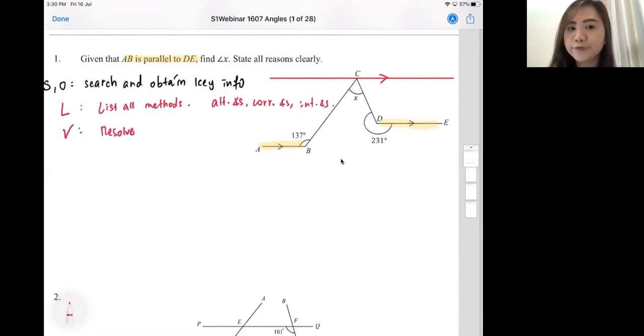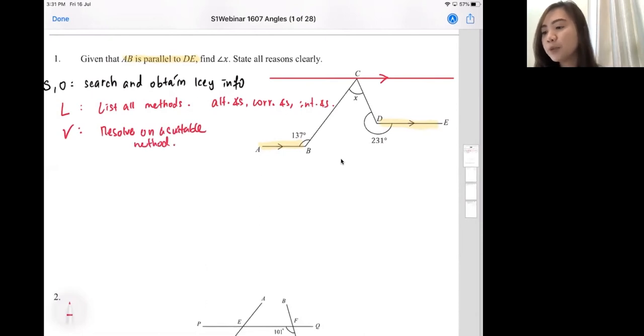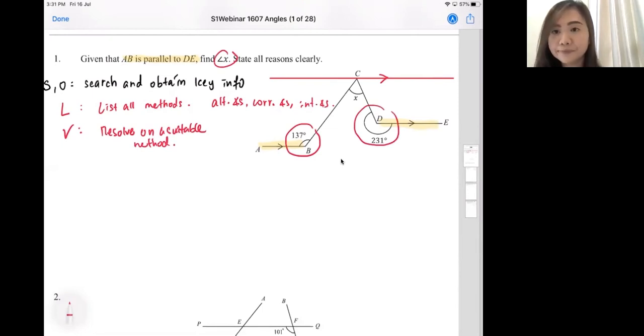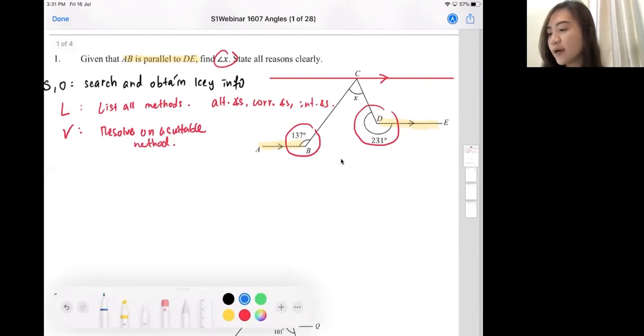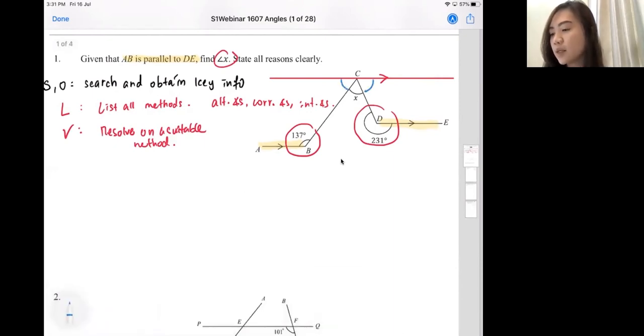We are going to resolve on a suitable method to solve this question. We want to find x. Our info is right here, here, and here, where the numbers are. In order to find x, we can find these two angles. Say I let this be A, this be B. If I know what A and B are, then I can use 180 minus A minus B.